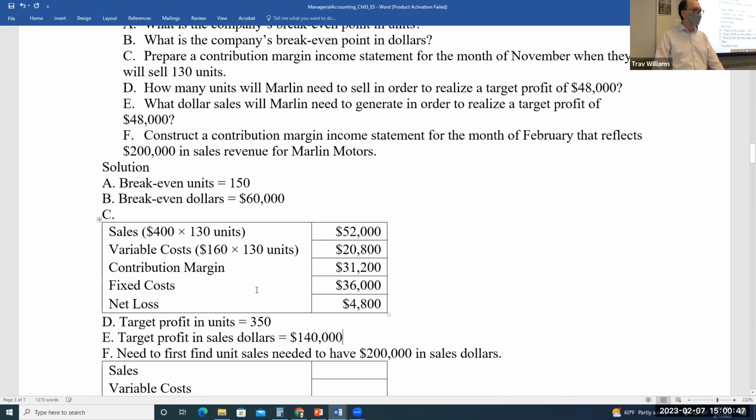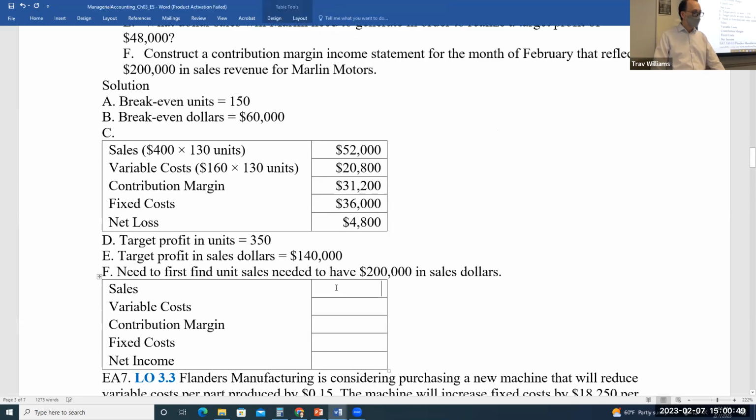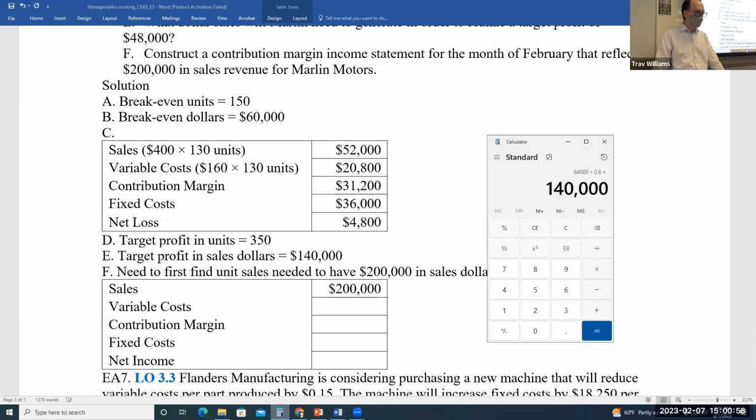So just like we saw before, we don't know how many units that is. How do we figure out how many units we sold if we brought in 200,000 in sales revenue? What do we have to divide by? The selling price. Okay, $400, right? So we take the total sales revenue divided by the sales price per unit, and we get 500 units.